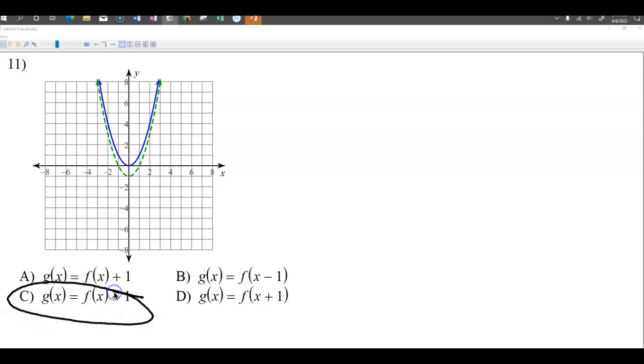No, it's okay. So explain why it's C. Give me an explanation. Because it's -1 outside. Okay, good. And to make the blue line become like the green line, I have to go down. And to make it go down, you subtract outside the parentheses. Okay. All right. So I think you guys are doing well with this.